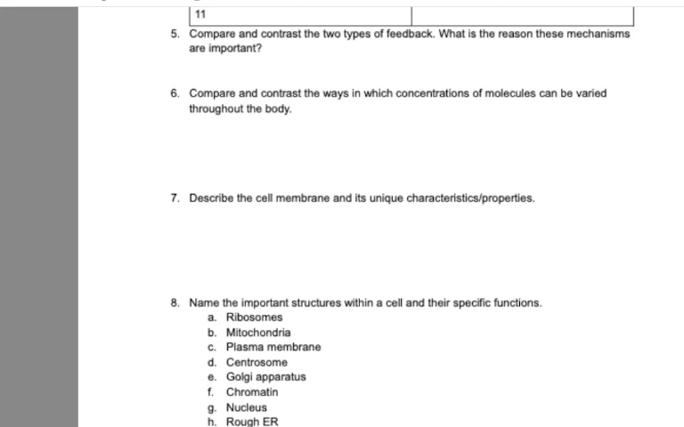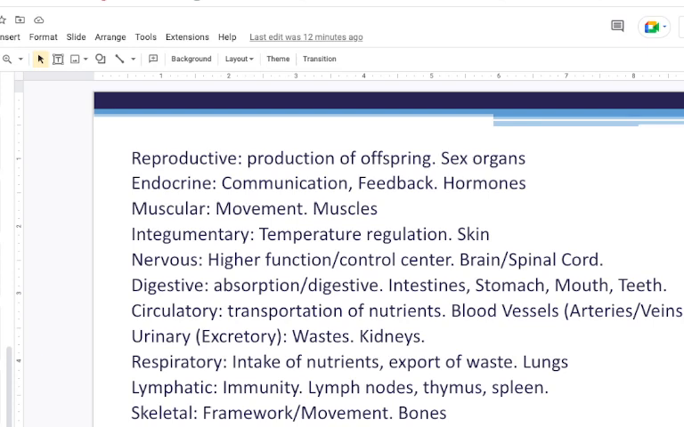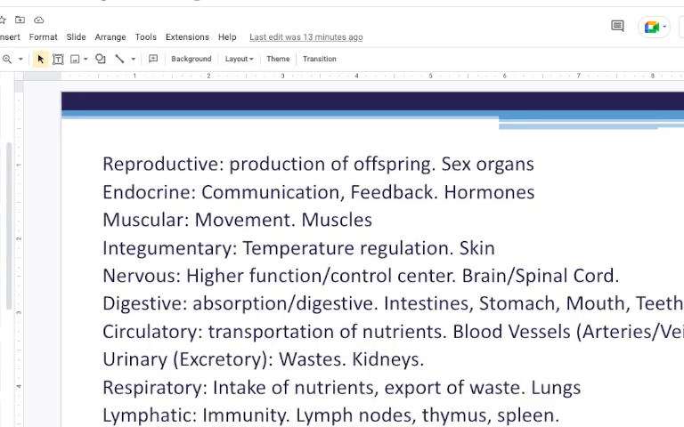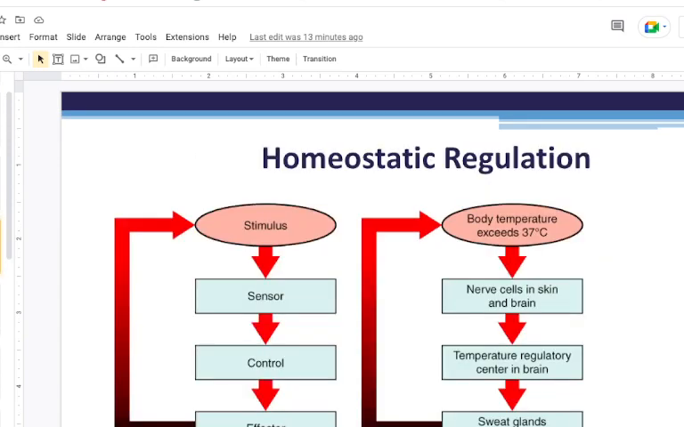Okay, for number 5, compare and contrast the two types of feedback. What are the reasons these mechanisms are important? So feedback is going to assist us in maintaining that homeostasis in our body. For our negative feedback, the final effector is going to negate the original stimulus. That is the big point. So this is our example.